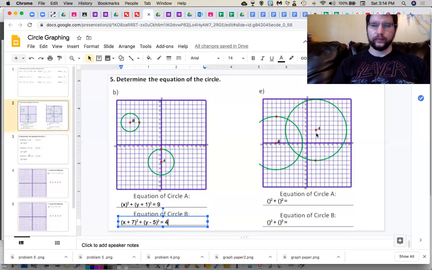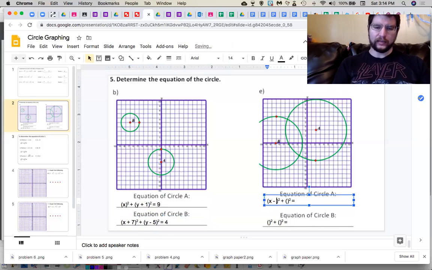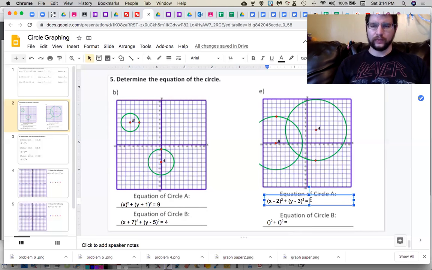Look over here. We've got two circles, A and B. Let's look at A first. That's 2 on the x, 3 on the y. So that's going to be x - 2, y - 3. So remember, we always change the signs. 1, 2 for the x, 1, 2, 3 for the y. Now, to get the radius, we're going to count. I'm just going to count 3, 6, 7. 7 times 7 is 49.